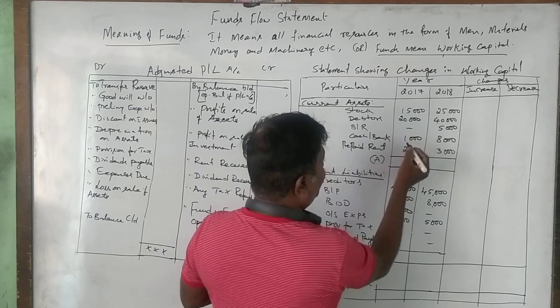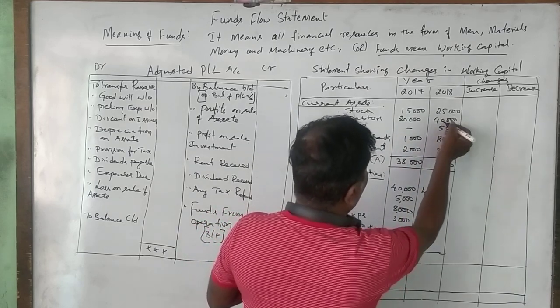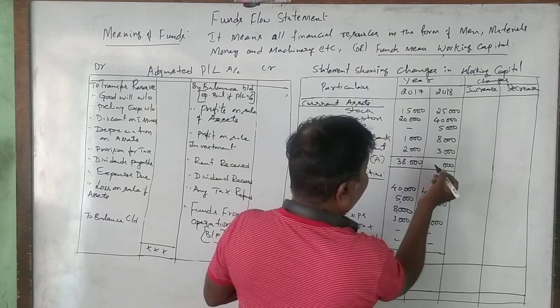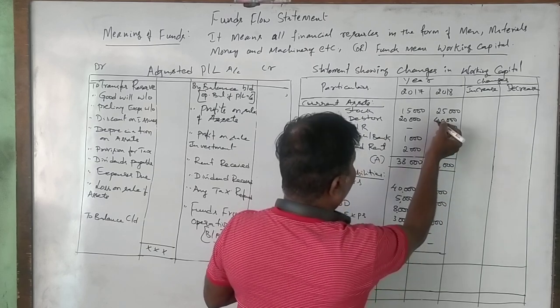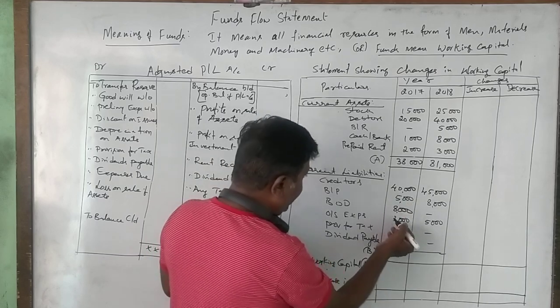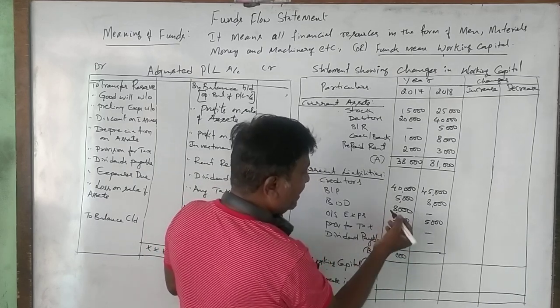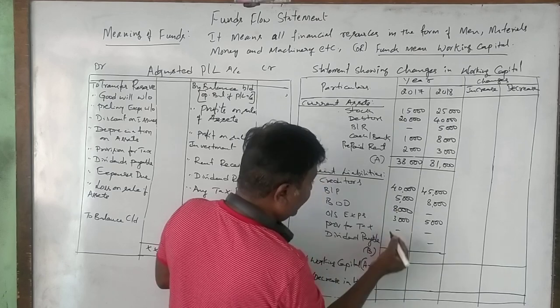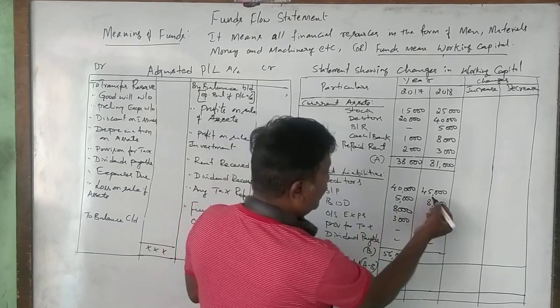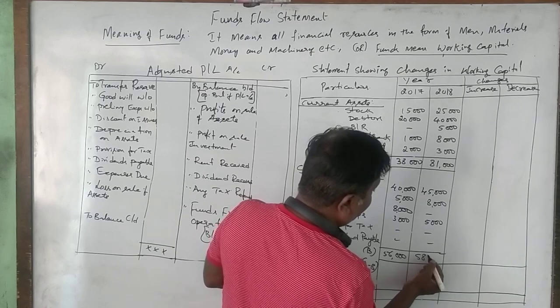2 plus 1, 3 plus 5, 8, and 38,000. This is 5 plus 5, 10 plus 18, 18 plus 3 is 21, 2 carries. 4 plus 4 is 8. 81,000. Now, let us check the current liabilities also. 3 plus 8, 11 plus 5 is 16, 1 carries and 5, 56,000. 45 plus 8 is 53, 53 plus 5 is 58.